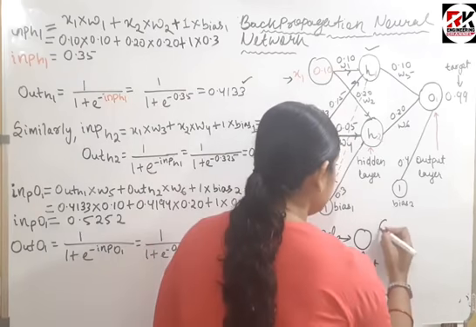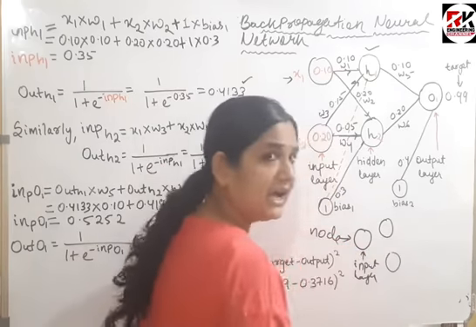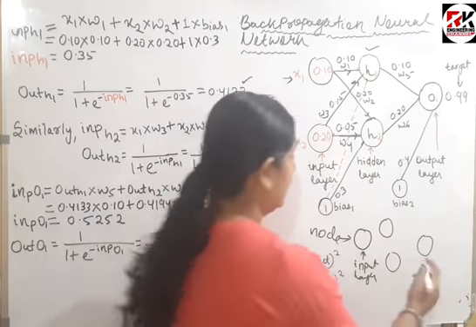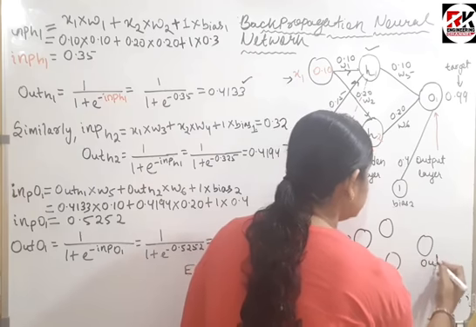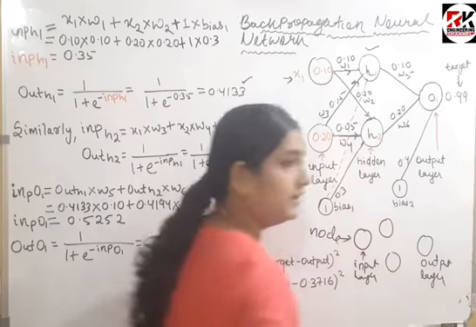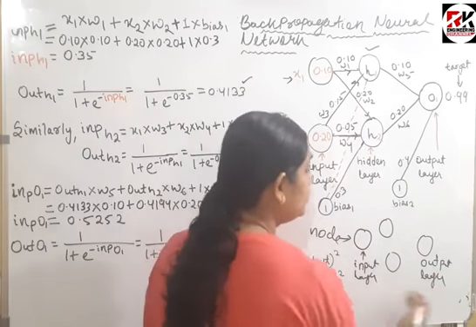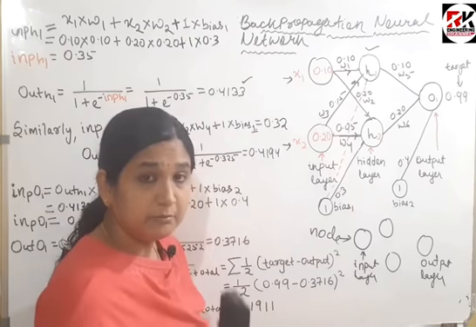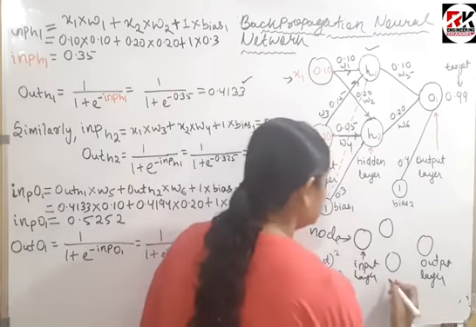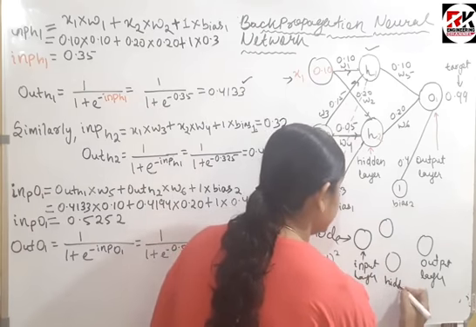Again I am drawing two nodes. After that I am drawing one more node. This is the first node and the last node is called your output layer. And the nodes in between the input and output layer are called your hidden layer.